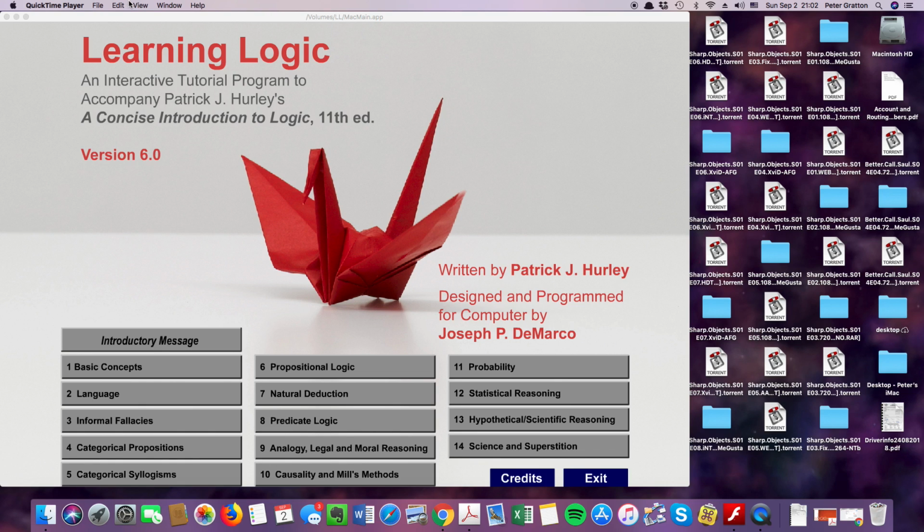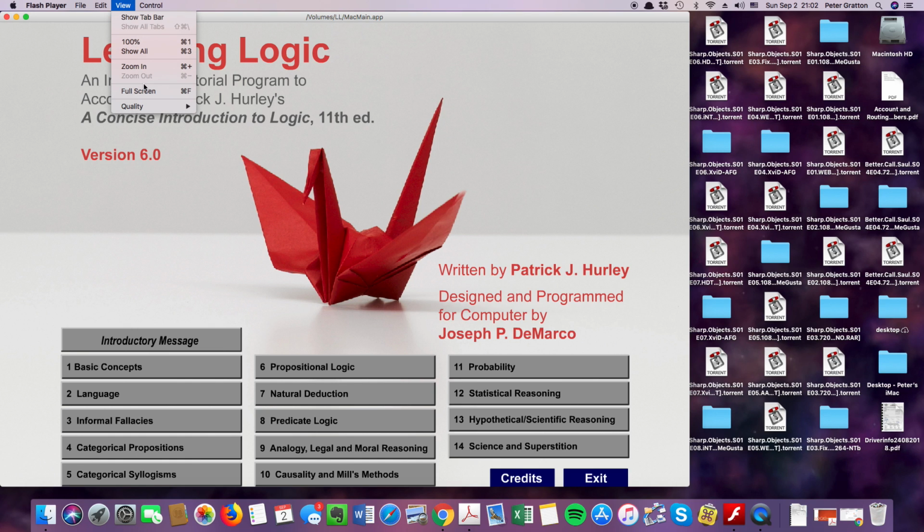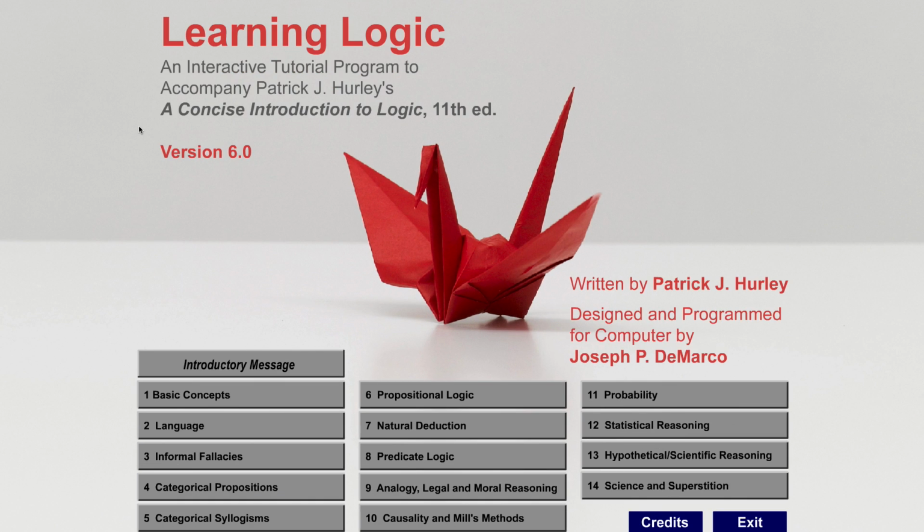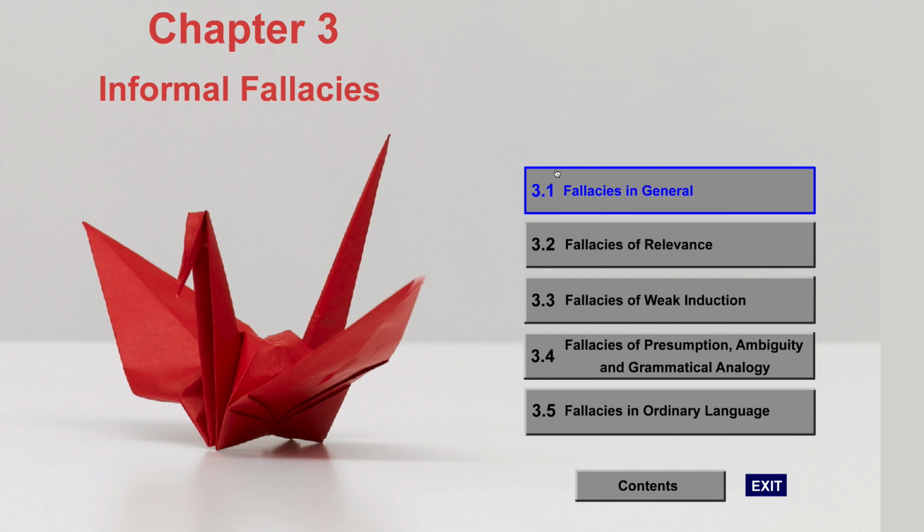Okay, today we're going to continue on in informal fallacies. Let's make sure we have the view at full screen. I previously covered 3.1, what fallacies are in general, and 3.2, fallacies of relevance, and now we'll do fallacies of what's called weak induction. The fallacies of relevance have to do with deductive arguments where you just go off to things that are irrelevant.